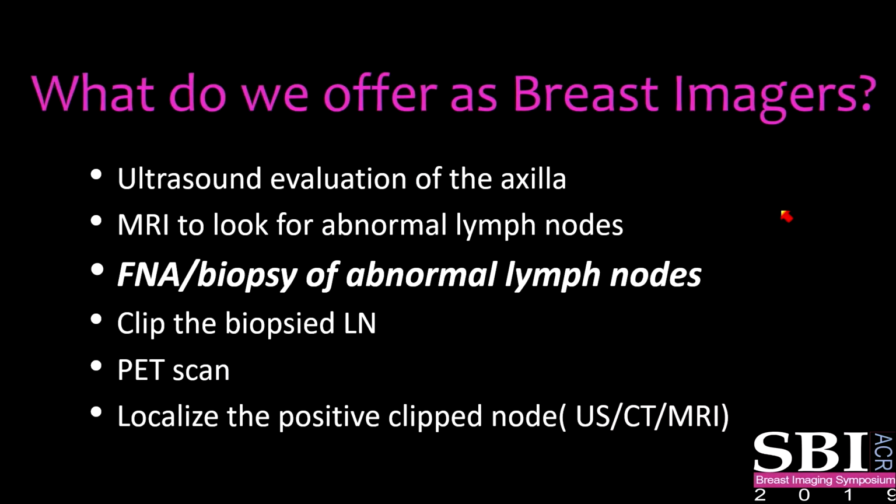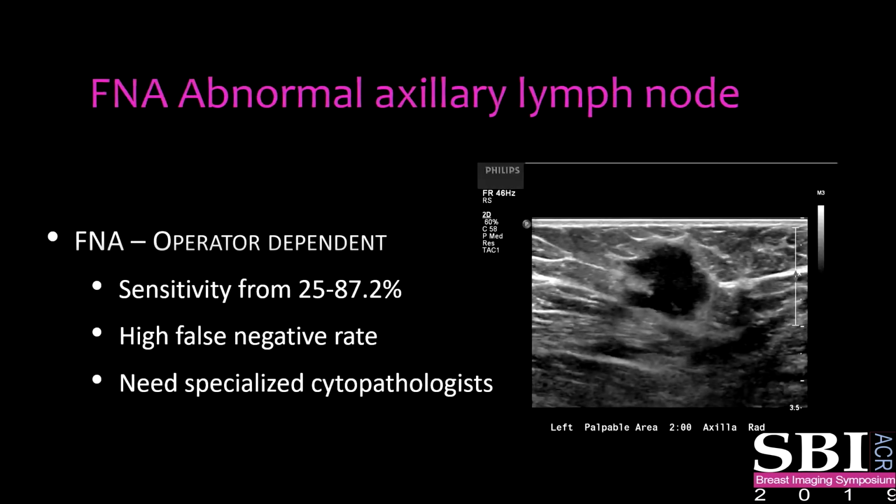The other thing, once we identify these lymph nodes, we can biopsy them, and we can either do an FNA or we can do a core biopsy of these abnormal lymph nodes. So FNA is very simple to perform, as we all know. We generally perform them with a 25 or a 26 gauge needle. The sensitivity really varies from 25 to 87%, and there is a very high false negative rate. And you also need a specialized cytopathologist on site.